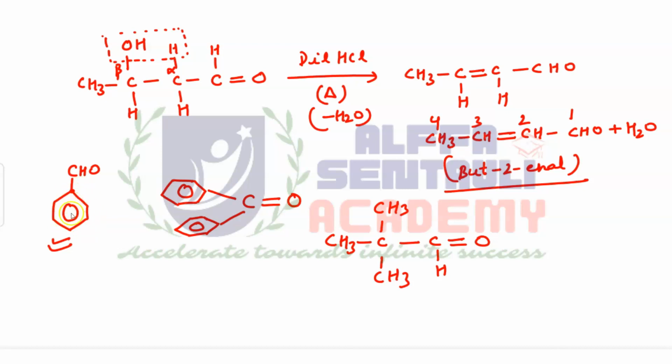Why? Because it does not have alpha hydrogen. Why is it not having alpha hydrogen? If you draw the structure, you will see this carbon. This will not go aldol condensation.